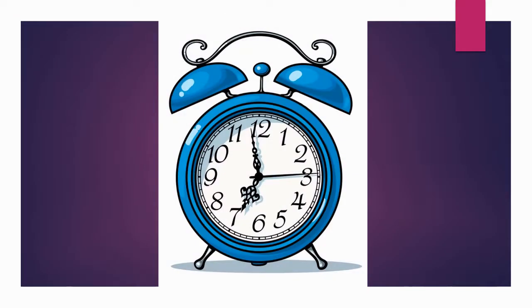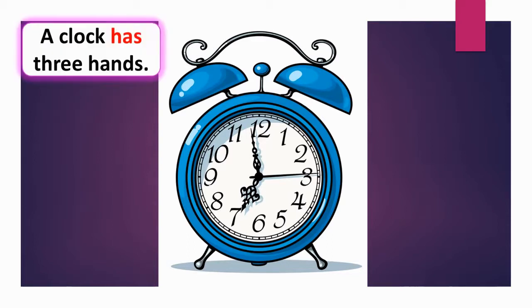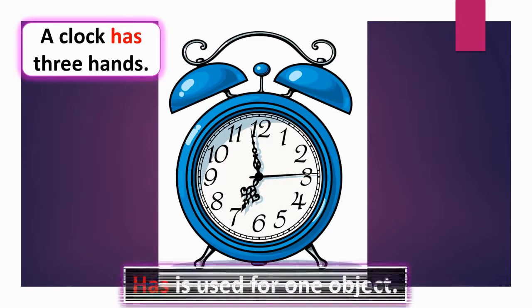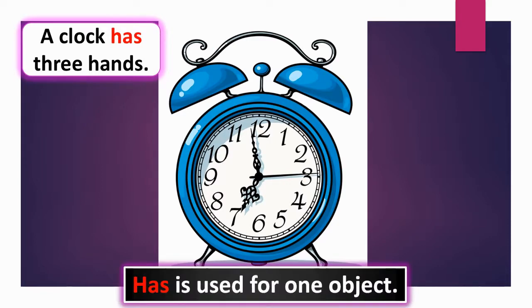Now, you can see a clock. A clock has 3 hands. Now, you all can see in your house also, if the clock is there, you can see there are 3 hands for the clock. So, a clock has 3 hands. Okay. So, has is used for one object. Now, here clock is only one object. So, that's why we have used has.